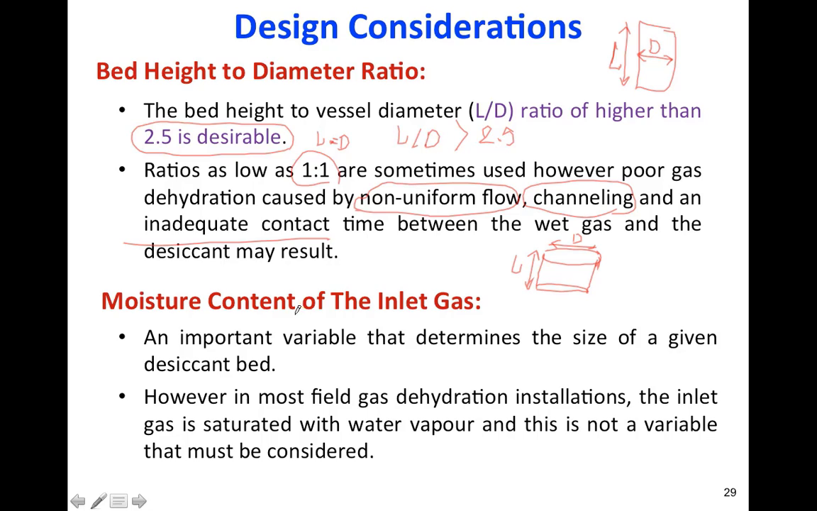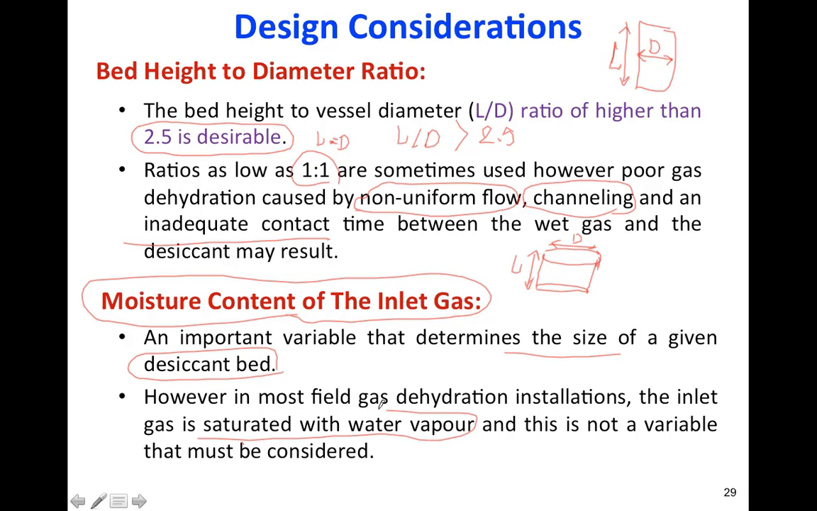Also the moisture content of the gas, the gas that is coming to the column for dehydration, how much water it has, is an important parameter that will determine the size of the column and the type of solid bed that we can use. But in general, most of the gas coming to dehydration is already saturated with water, so we don't have a lot of room to play with this, because it comes from the upstream unit, which is usually saturated with water.